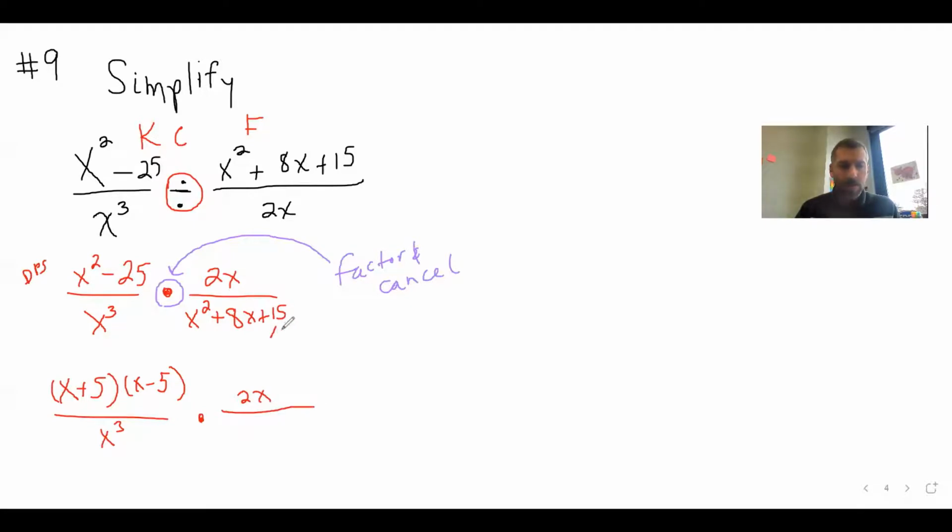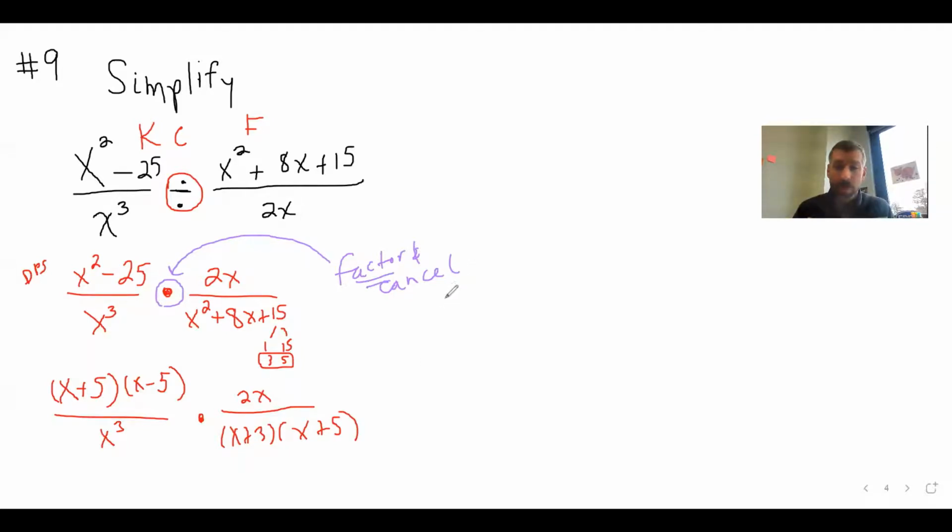And now let's look for factors of 15. 1, 15, 3, 5. Anything else? Well, the 3 and the 5 will give us 8. So let's use them. X plus 3, x plus 5. Okay, now our whole point here was to factor, then cancel. We have this factored completely. So before we put it together, let's see if anything will cancel.